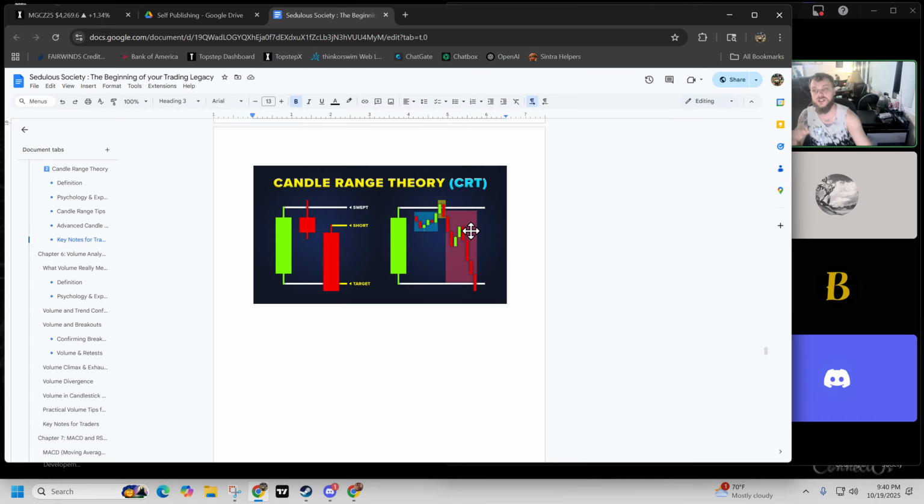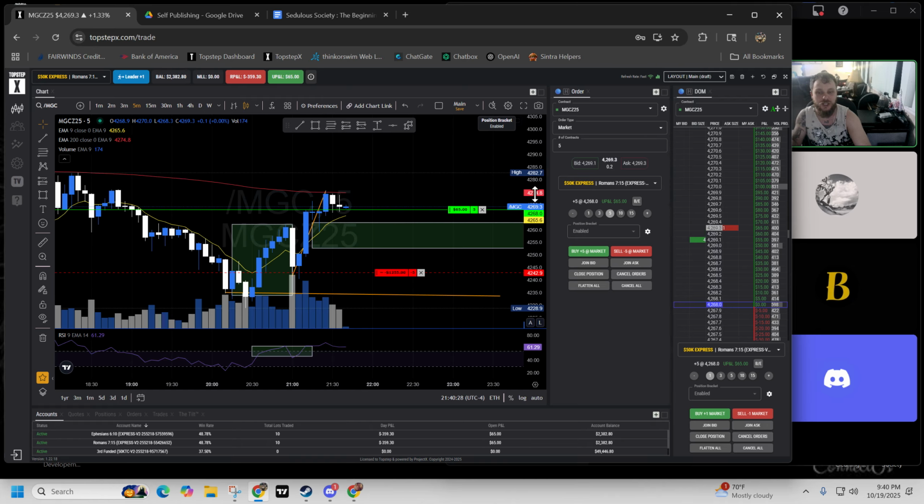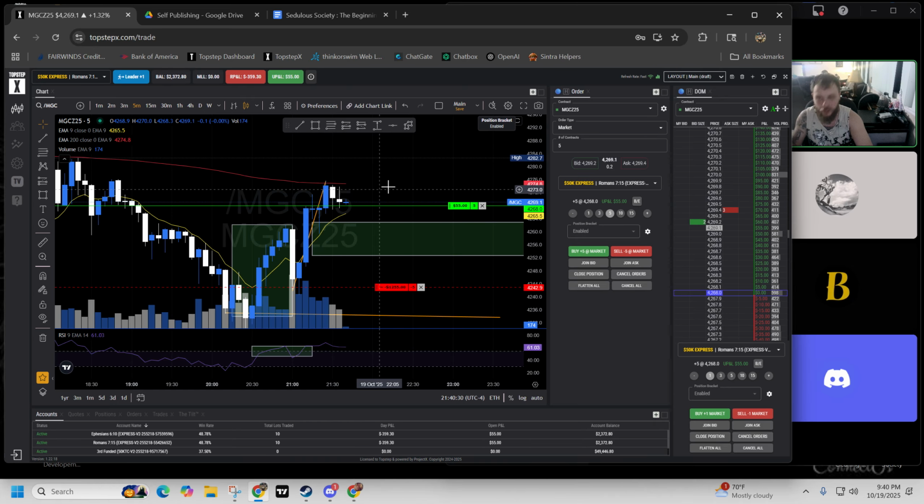Every candlestick touches each other. It will never not touch each other. It'll always sweep, no matter what, whether it's the wicks or the bodies, right? But more confirming is the bodies.